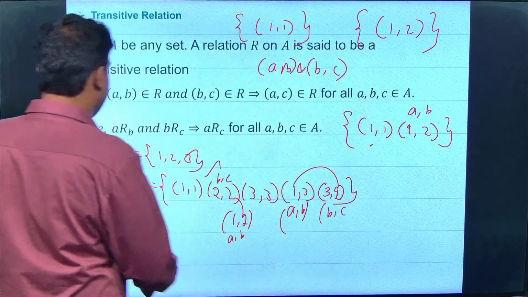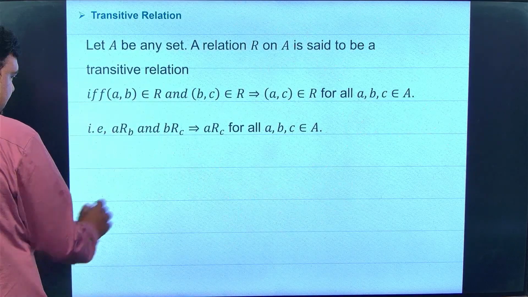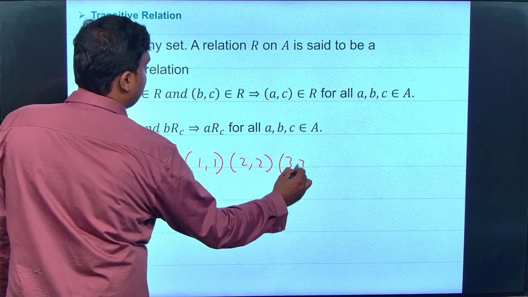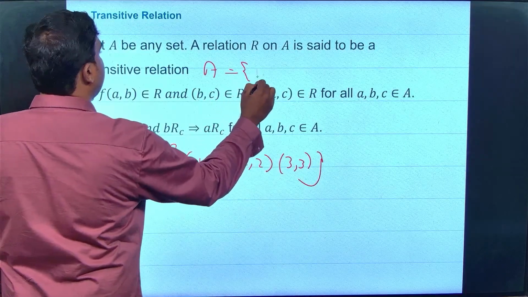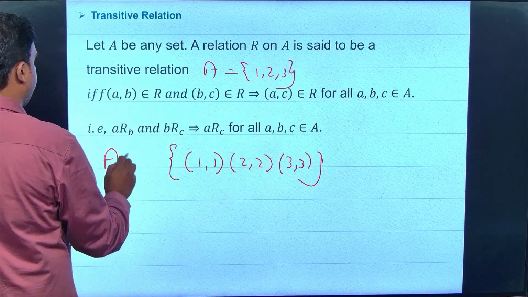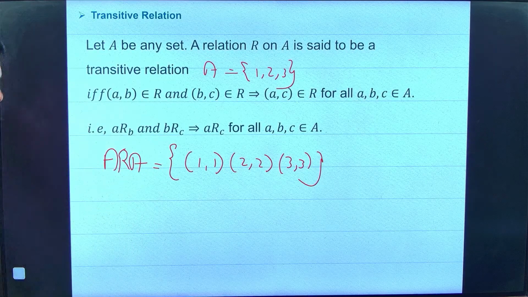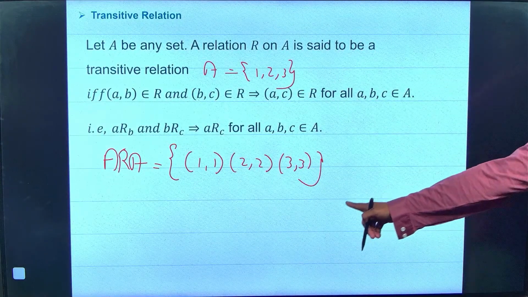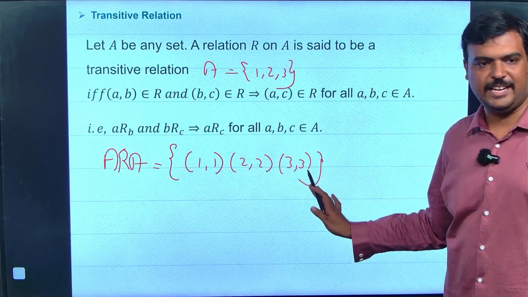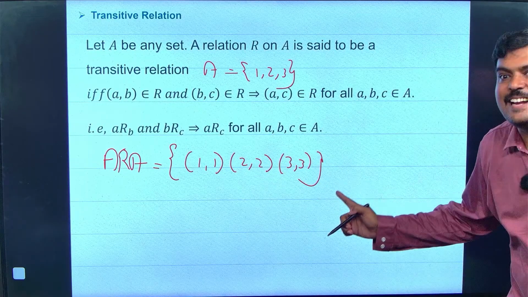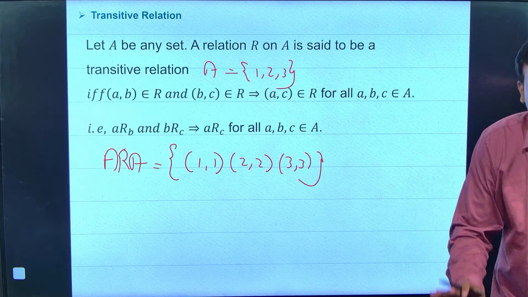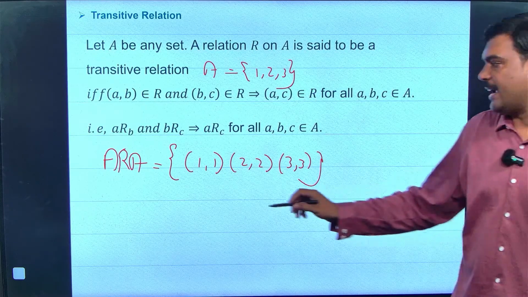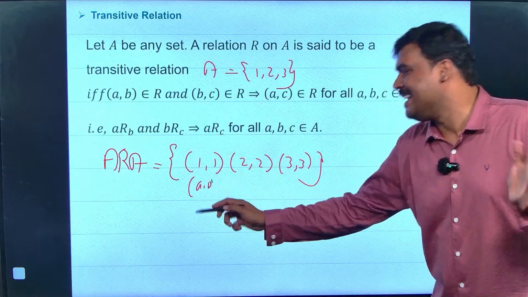Now I'll write an example. Can you say what type of relation it is? 1 comma 1, 2 comma 2, 3 comma 3, where A is 1 comma 2 comma 3, and A related to A. It is reflexive. Yes, I have 1 comma 1, 2 comma 2, 3 comma 3, so it is reflexive. Whether it is symmetric? Yes, sir, it is symmetric.